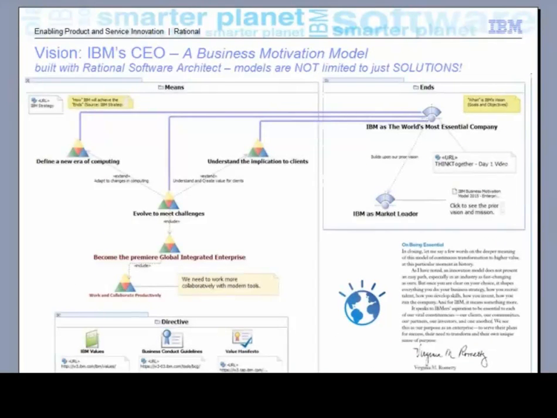Now, that was an IT solution, but models themselves are not limited to just IT solutions, and this is just a good example here of what's called a business motivation model. That's a standard that's done at the OMG level, and this particular business motivation model, built with Rational Software Architect, really captures sort of IBM's approach to our business.